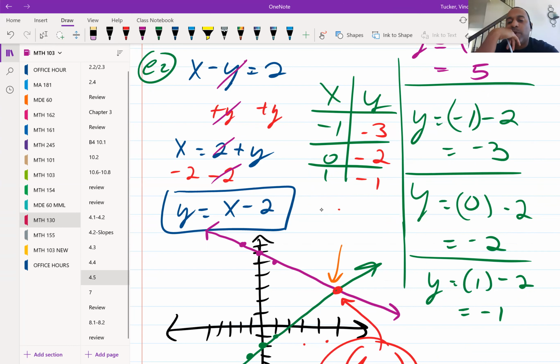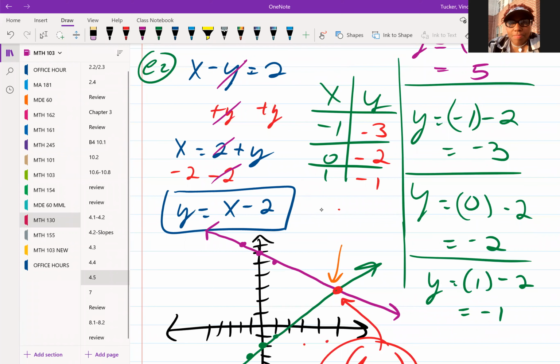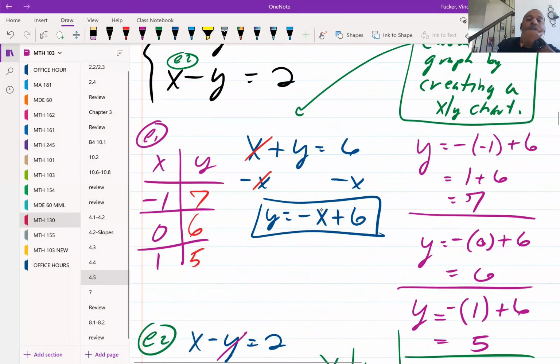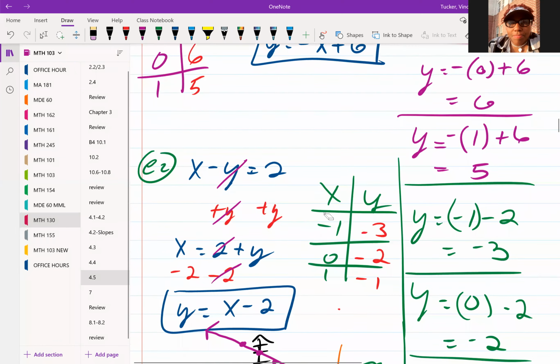Questions on what we did before we graph or look at the graph? All right. So we have this XY chart here that represents equation 2. And then we have the one over here that represents equation 1. So we're going to graph those points.